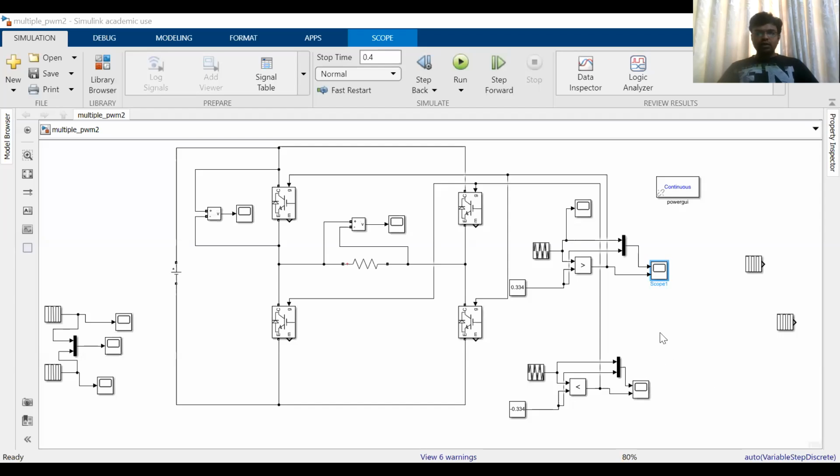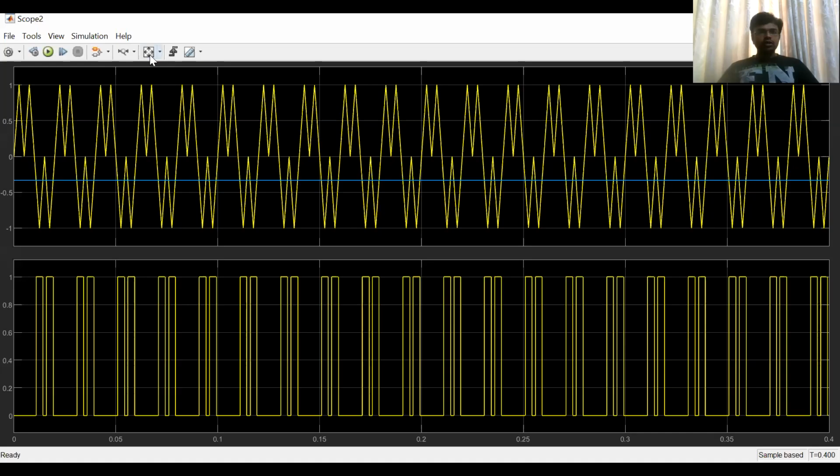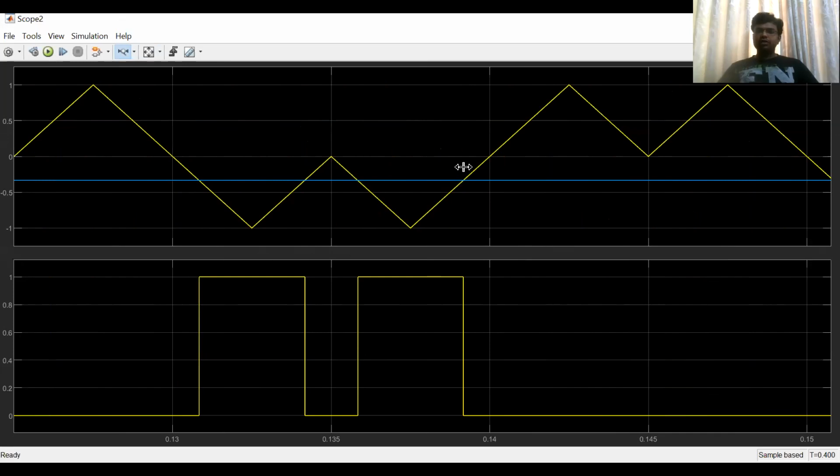So in the negative half cycle, these are the pulses. Here it will be negative, see, this is negative and we are getting this one. So this is about the multiple pulse width modulation for two pulses. We have to discuss the four pulses also.